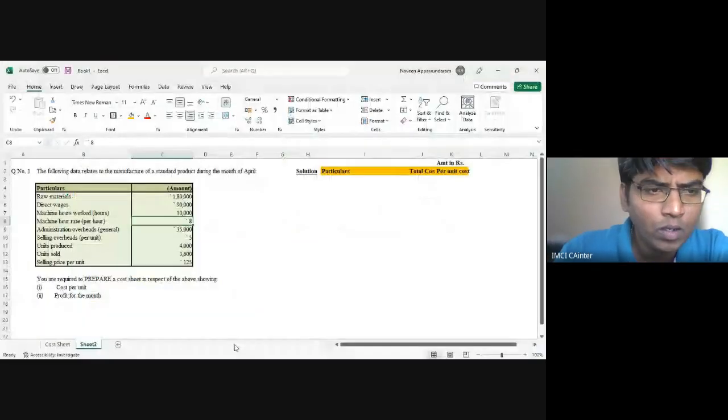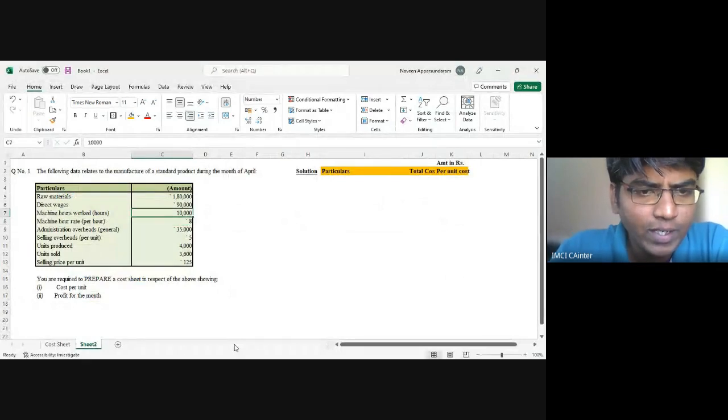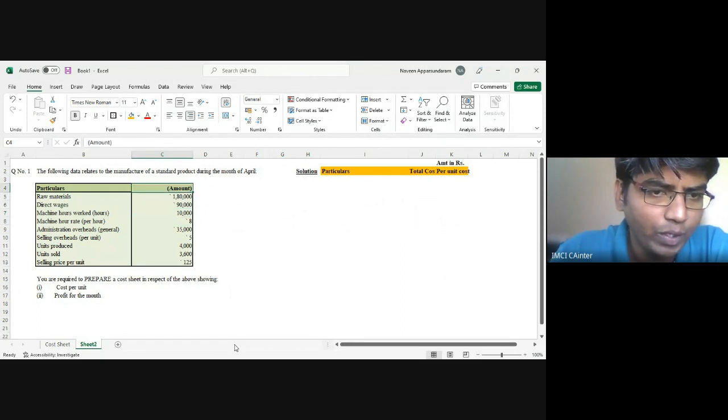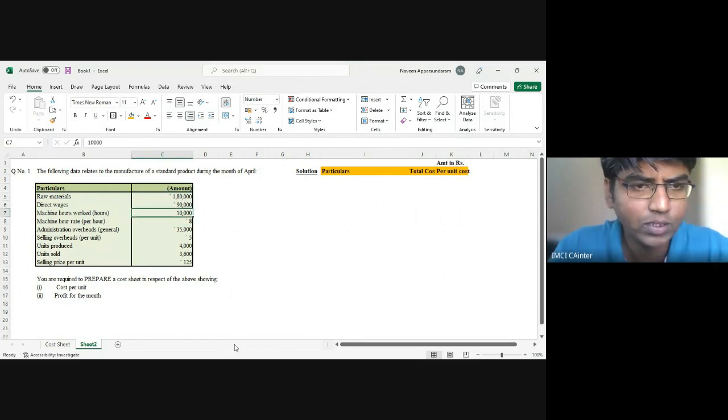Okay. Machine hours worked is 10,000 hours, they've said. It is hours actually. So per hour it is 8. So you need not consider it as an amount. These two things you need to consider as per hour data.